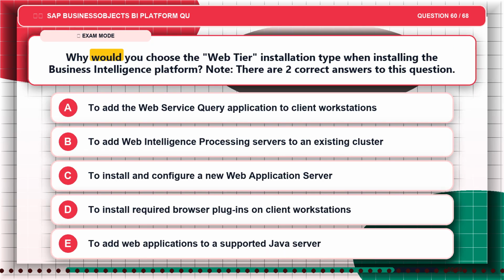Question 60. Why would you choose the web tier installation type when installing the business intelligence platform? Note, there are two correct answers to this question. Option A, to add the web service query application to client workstations. Option B, to add web intelligence processing servers to an existing cluster. Option C, to install and configure a new web application server. Option D, to install required browser plugins on client workstations. Option E, to add web applications to a supported Java server.